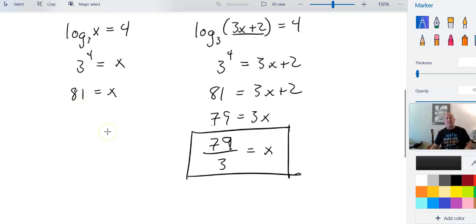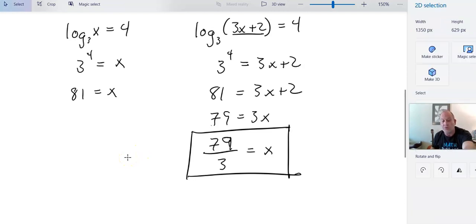Okay, so those are the basic ones. Then there's the ones that actually require you to use some of the log properties. So let's take a look at some of those.